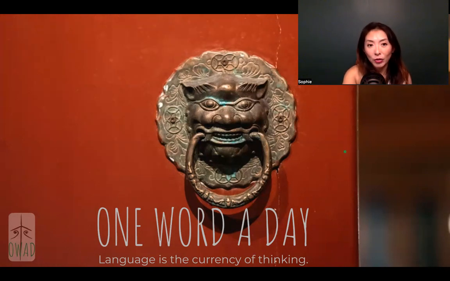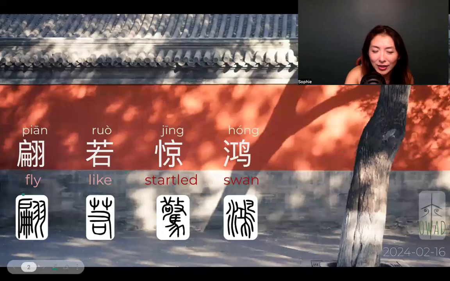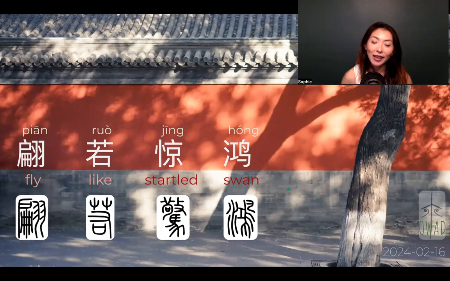So today we're going to talk about 翩若惊鸿。翩若惊鸿, just like the English translation. Look at the English translation. Fly like startled swan. Do you have such a close encounter with a wild bird that you come up close to them and they got startled and they fly away?